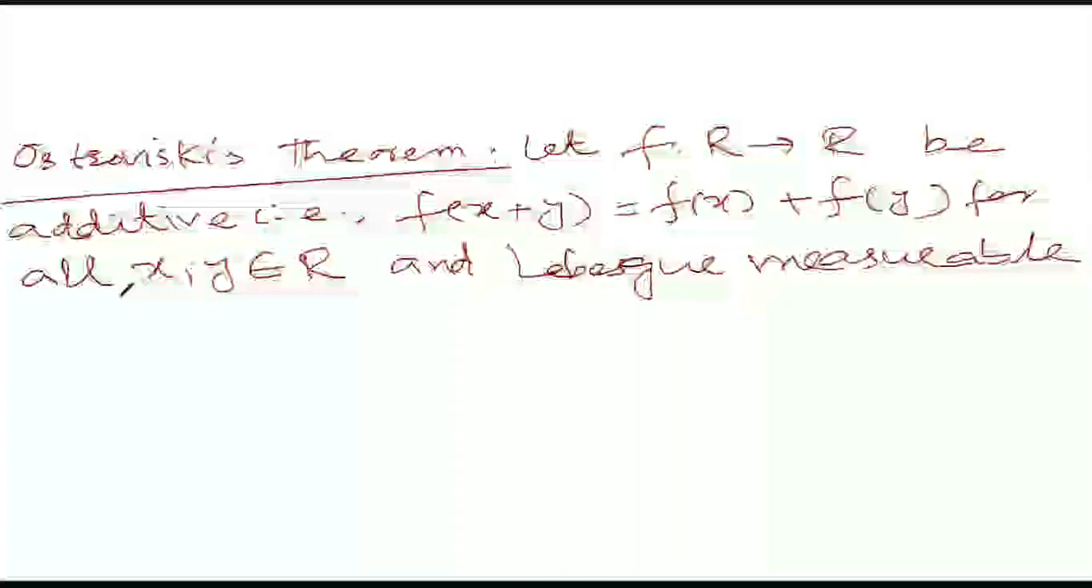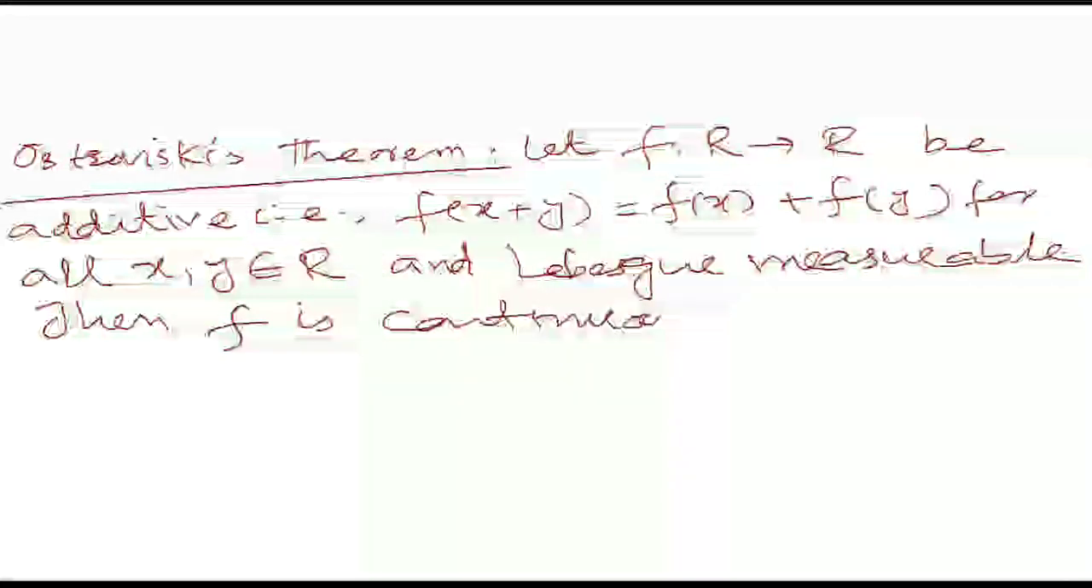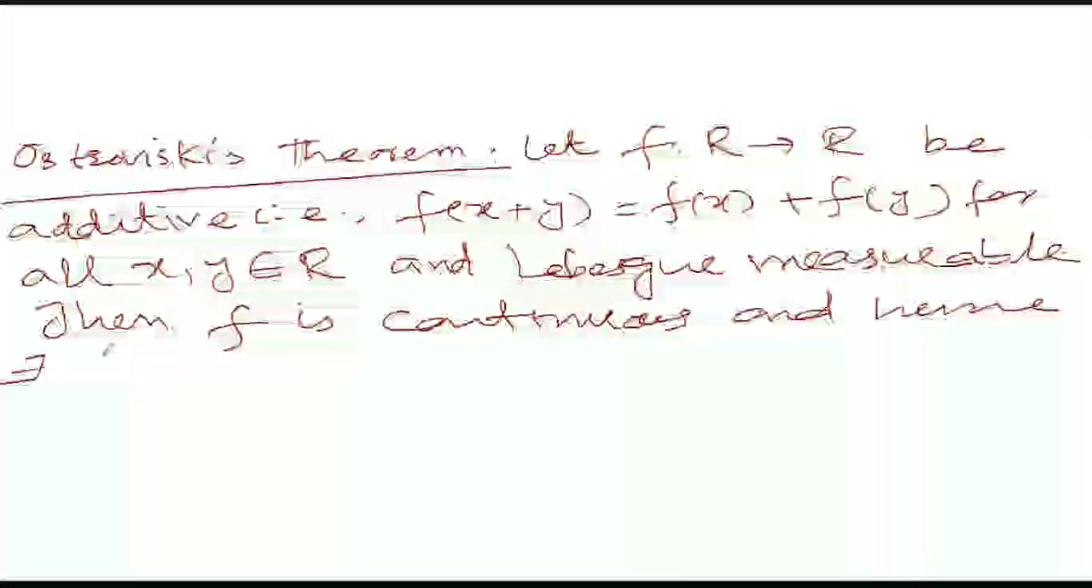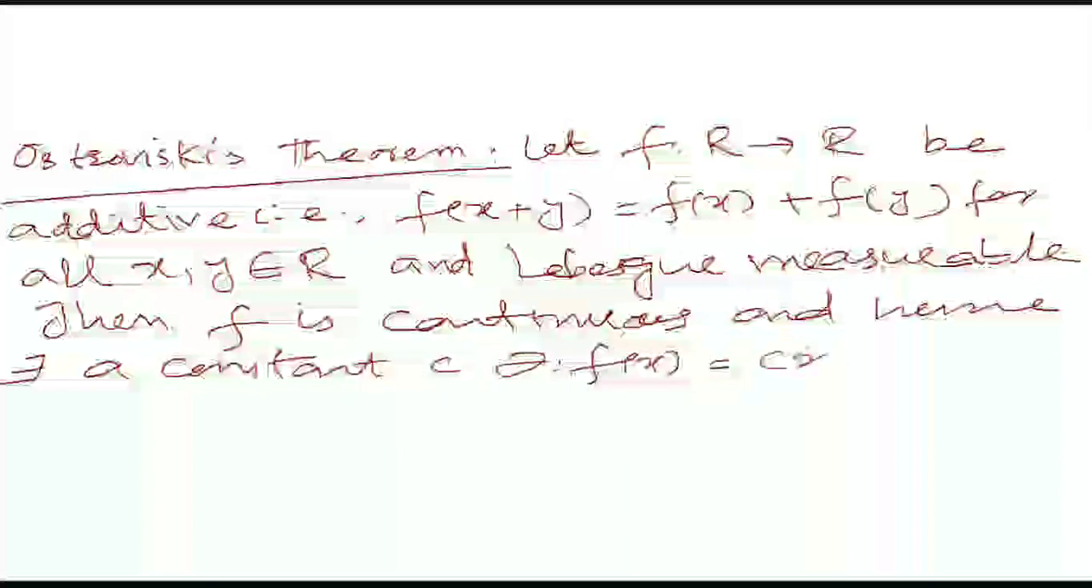Then f is continuous, and hence there exists a constant C such that f of x is equal to C times x for all x belonging to R. That's the statement of Ostrowski's theorem.